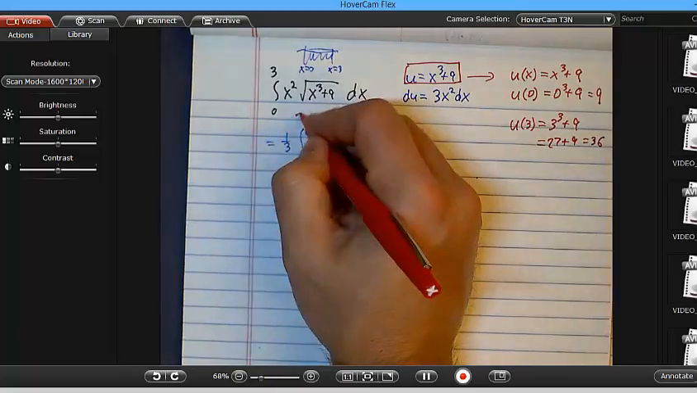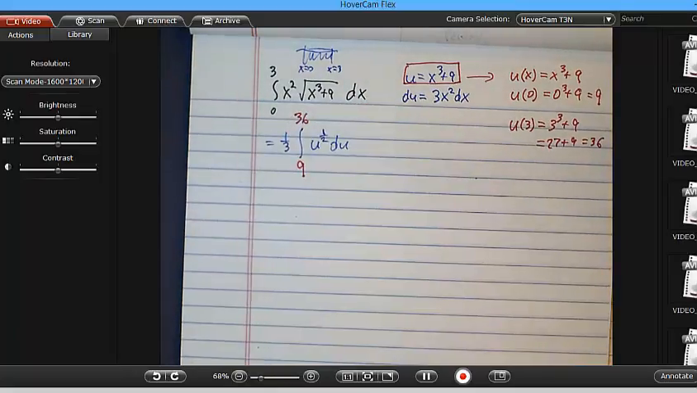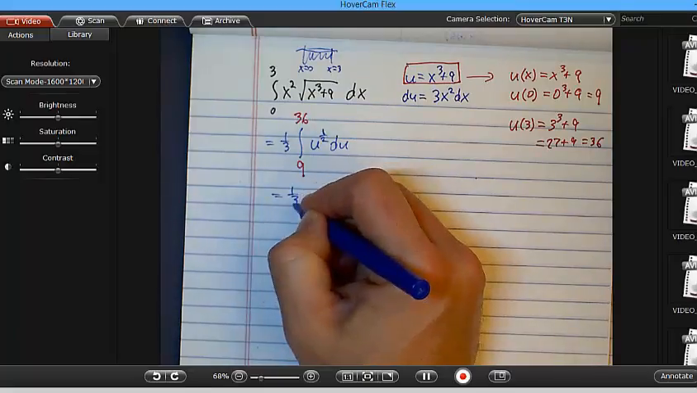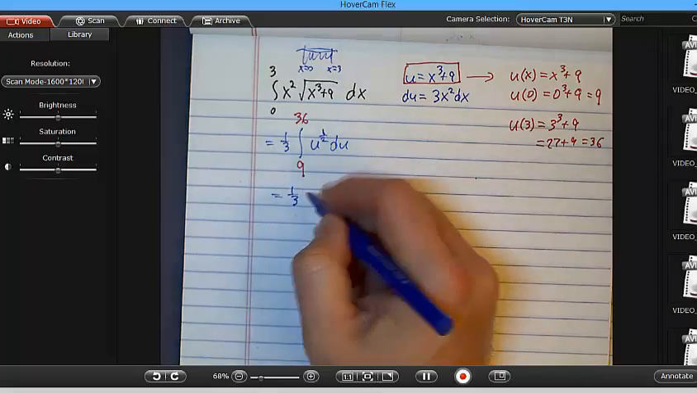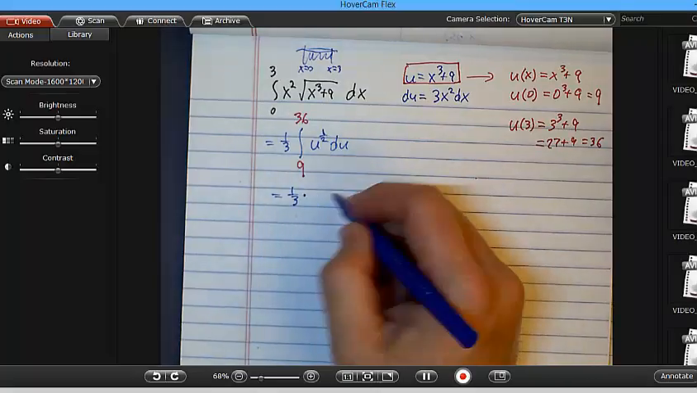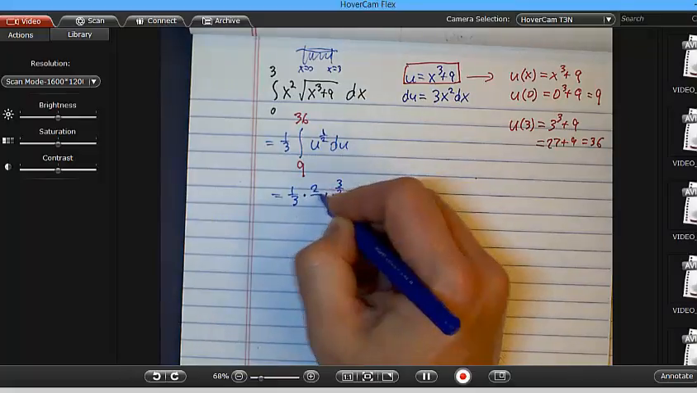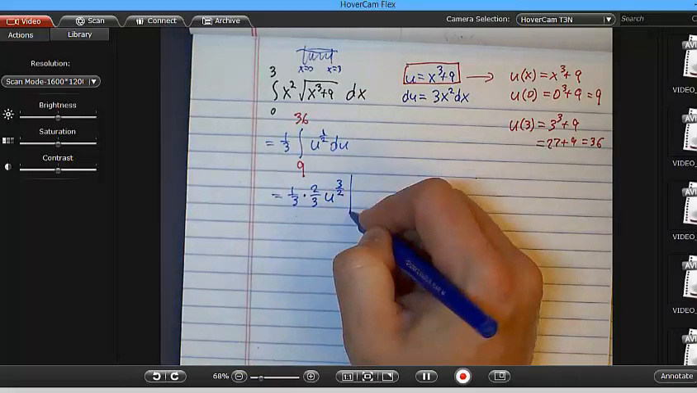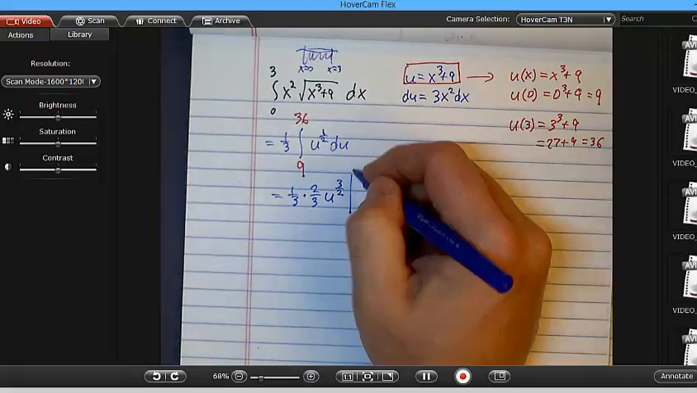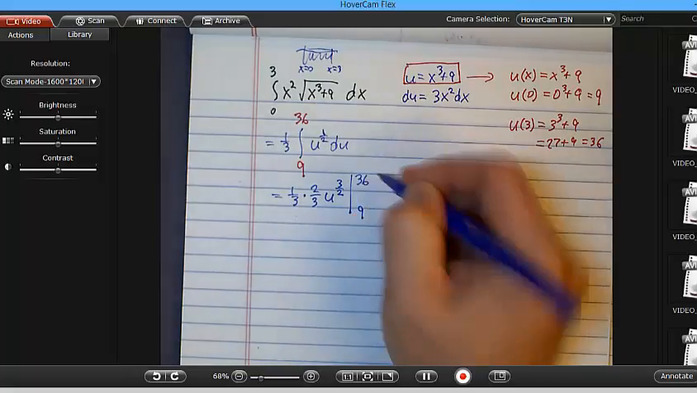$36. Those are nice numbers. You'll see. So I'm going to take the definite integral from 9 to 36. All right, let's see what happens. I get 1/3 times, and then this becomes u to the 3/2, and it becomes 2/3. And I'm going from 9 to 36.